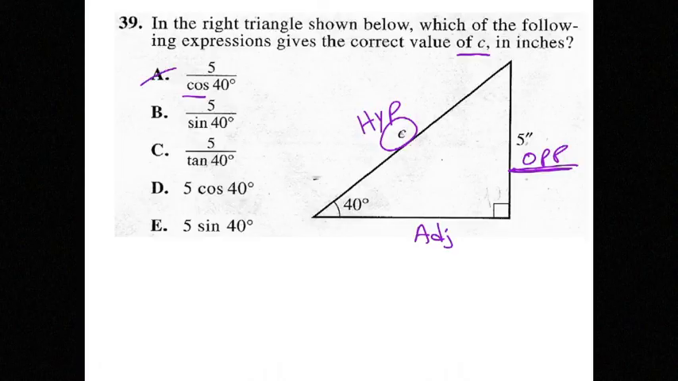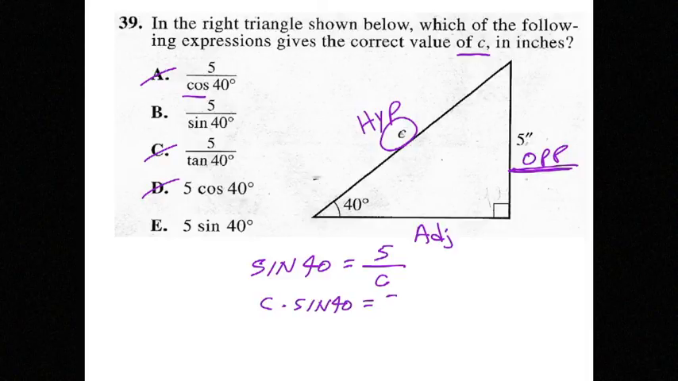So that tells me A is out, C is out, D is out. So now I've got to set it up and say, okay, if I did the sine of 40 degrees, it is equal to 5 over C. Multiply both sides by C. C times sine of 40 equals 5. To solve for C, we divide both sides by the sine of 40. And that gives us the answer, B, for 39.